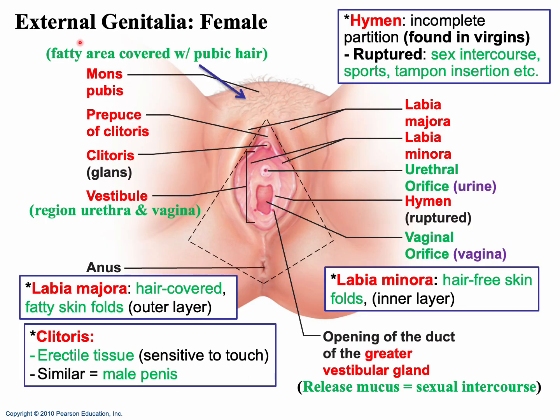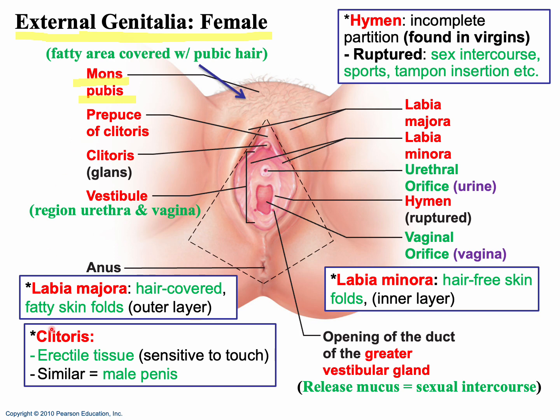Now we're going to take a look at more of the external genitalia, so it's important to know the overall functions here. So at the top here, we have a structure known as the mons pubis. Right up here, this area typically is a fatty area covered with pubic hair.